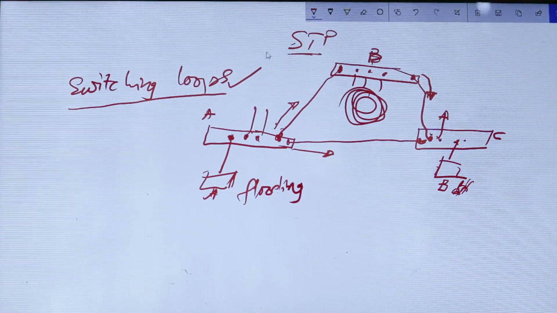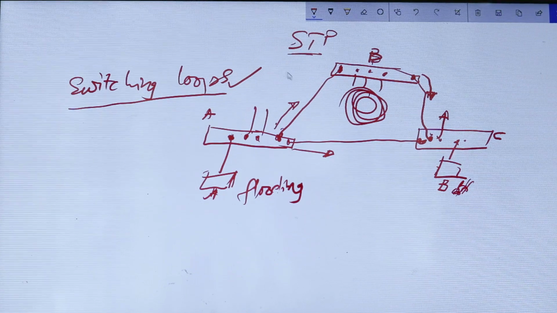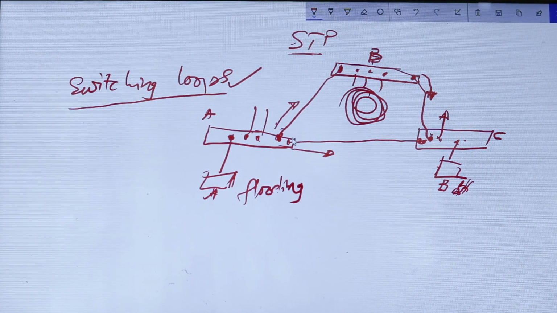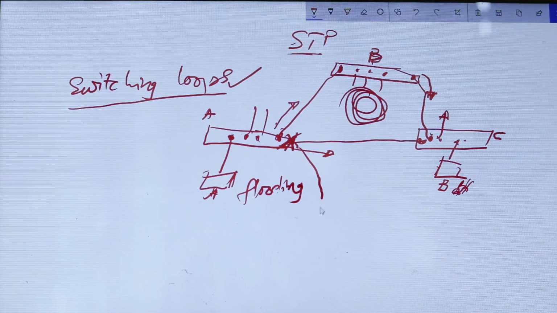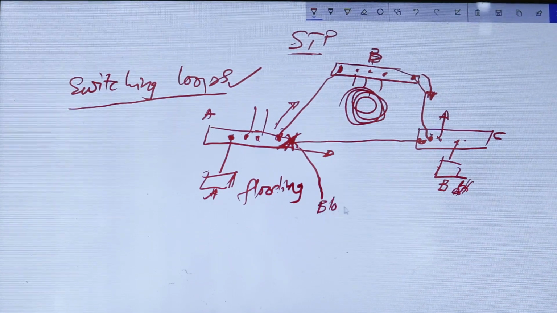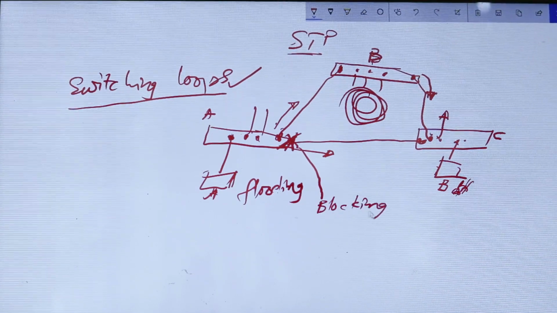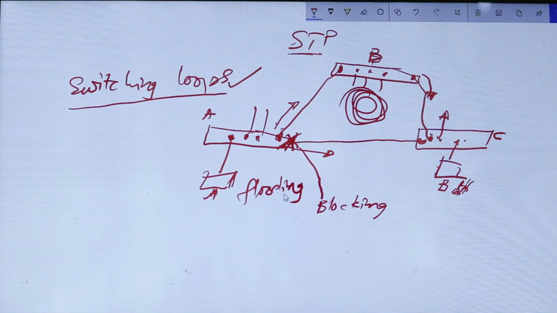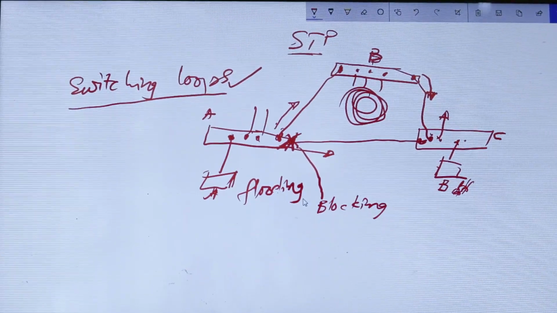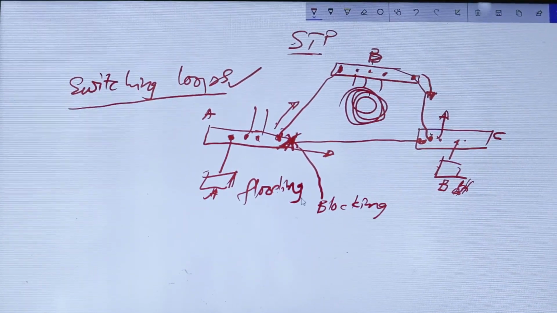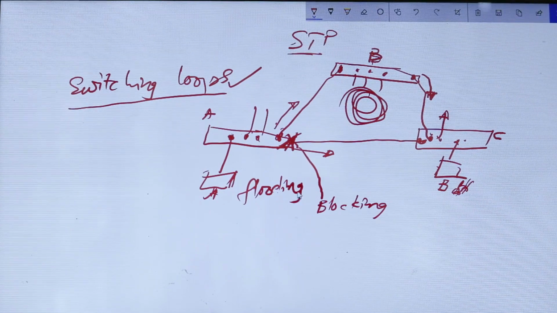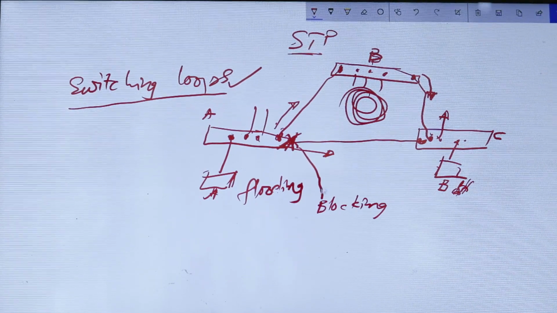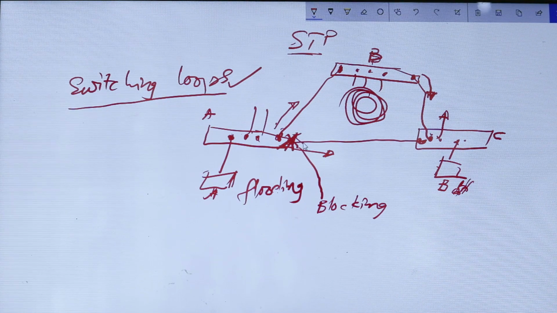How does STP help the situation? STP will block a port. It will select a port and put it in a blocking state. So this port is in a blocking state. That is STP. Basically, that's what it does. It will put a port in a blocking state.